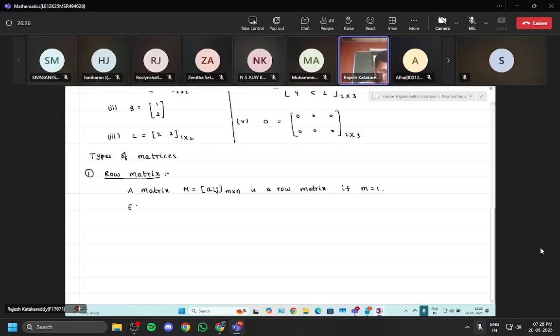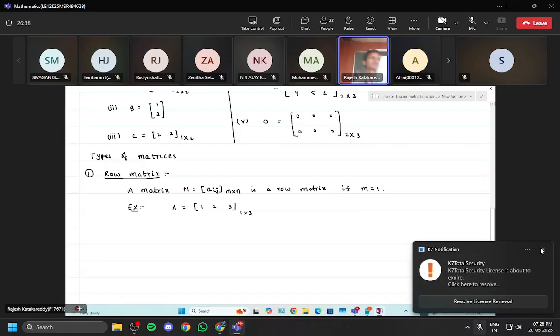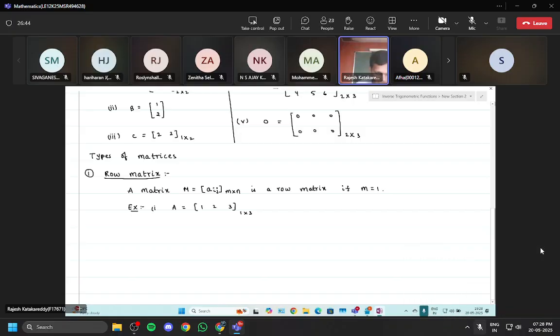Example of row matrix, only one row you will be having. So like I can say A is equals to 1, 2, 3. We have one row and three columns. It is a row matrix. 1 by 3 is the order. Clear? Now I can also take another example. X is equals to small x, small y. This is a row matrix, one row, two columns. Clear? Maybe you add this one, n is not equals to 1. If n is also equals to 1, that is not a row matrix, it becomes a square matrix.